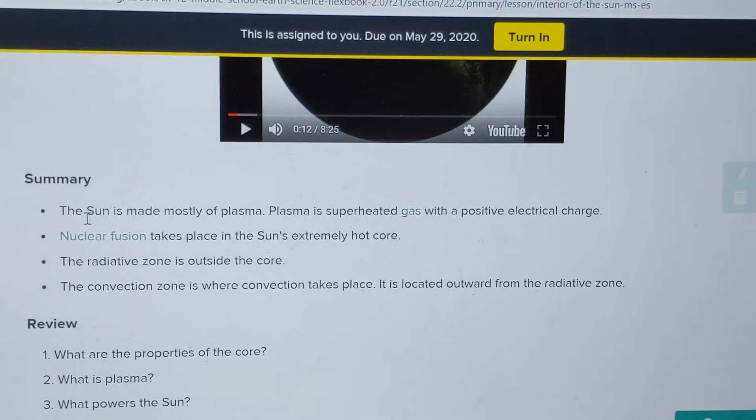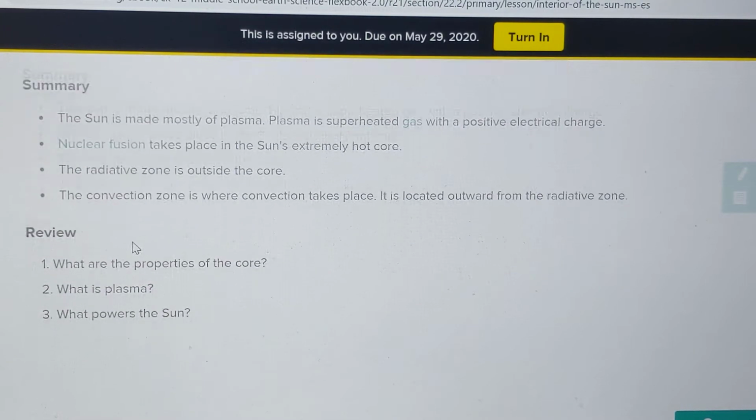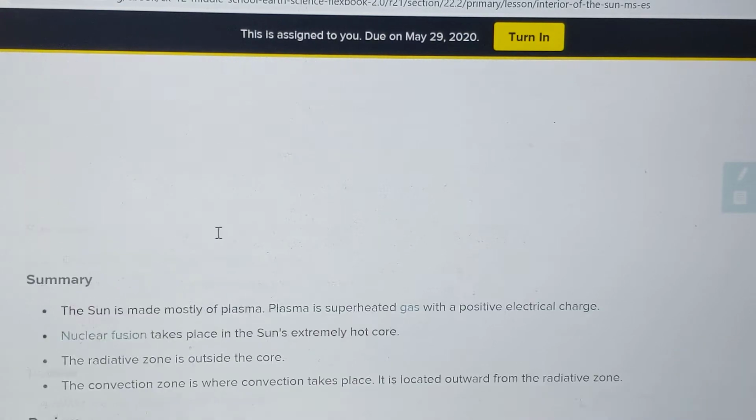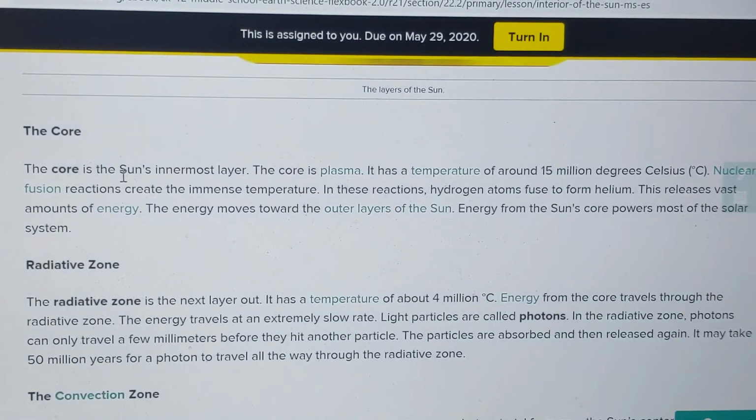Okay, and then I'm going to review the summary. The sun is made mostly of plasma. Plasma is superheated gas with a positive electron charge, right? And then I go through the review questions. What are the properties of the core, right? And if I forget, I look up here real quick.